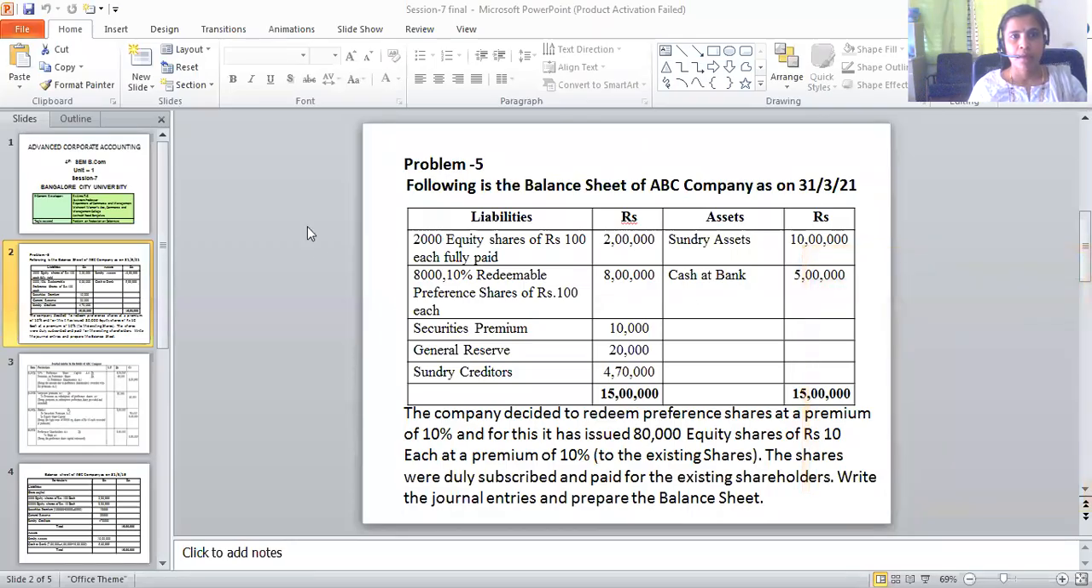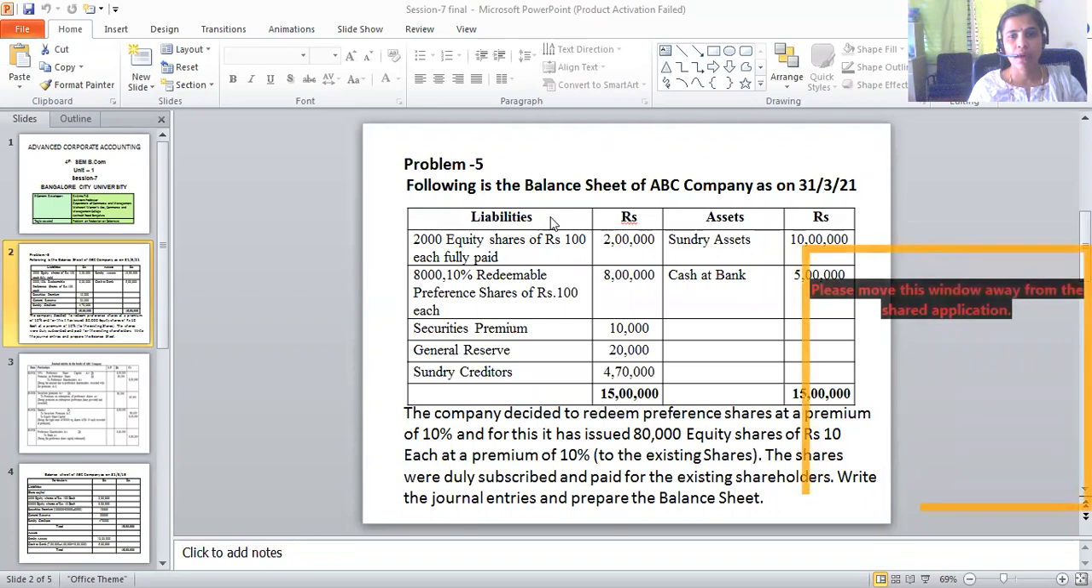Now I am with yet another problem on the redemption of preference shares, problem number 5. Here we are given the balance sheet of EBC Company Limited as on 31st March 2021. On the liability side, you have 2000 equity shares of rupees 100 each fully paid up, so 2 lakhs is there.